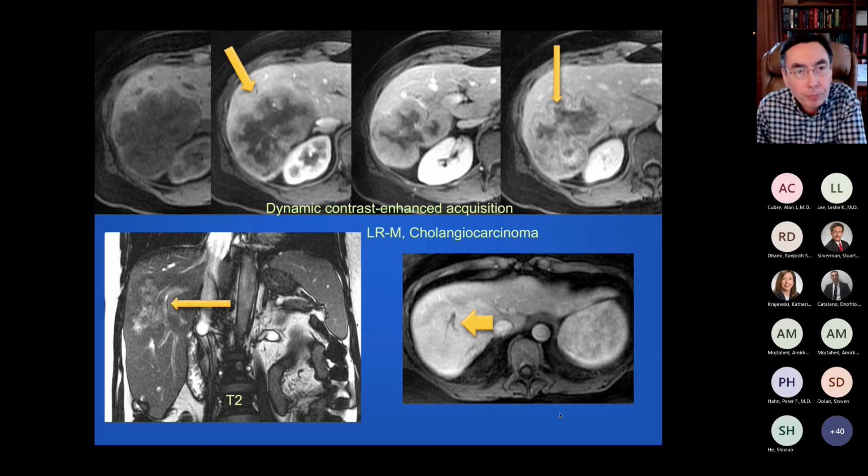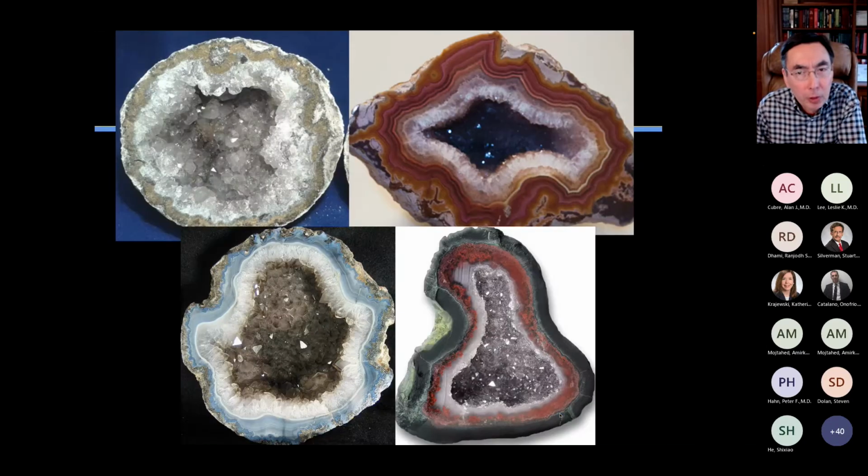And I always thought that these intrahepatic cholangiocarcinomas look a lot like geodes that you see in the Natural History Museum because of their laminated and lobular appearance.